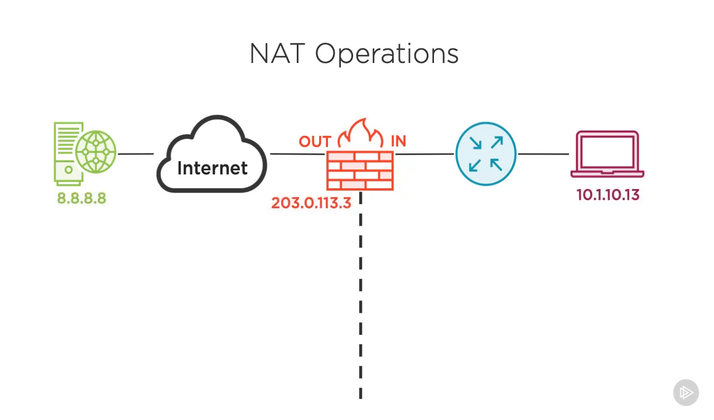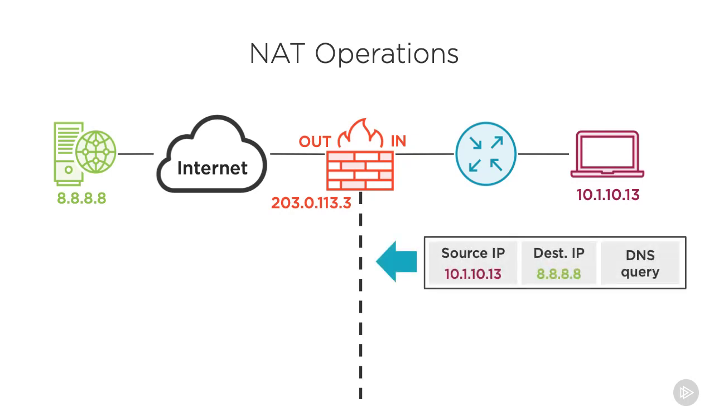Suppose the firewall has a public IP of 203.0.113.3 on its outside interface towards the internet. On the internet, the Google DNS server has IP 8.8.8.8, and host 1 still has IP 10.1.10.13. Next, the client sends a DNS query towards the DNS server. I'm color-coding the IPs to make this easier.